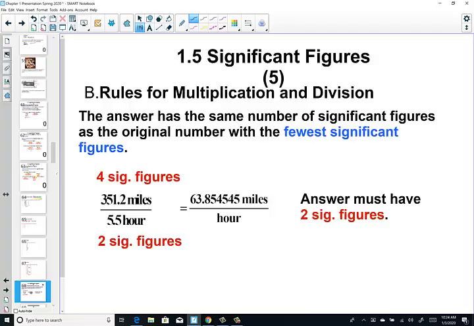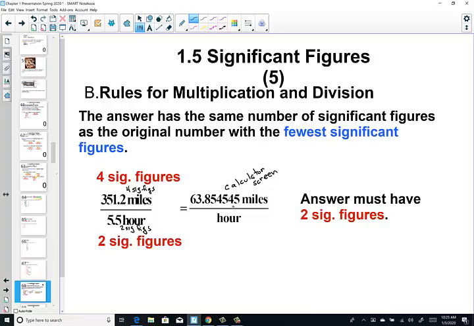Here's an example. If I take my calculator and divide the following, 351.2 miles, which has 4 sig figs, the 3, 5, 1, and 2 are all significant figures, and I hit divide by 5.5, which has 2 sig figs. My calculator screen has a big old number on it. The calculator doesn't apply the rules of significant digits. The calculator screen reads 63.854545, and probably will continue that chain for a long time, depending on how many decimals you have on your calculator screen.